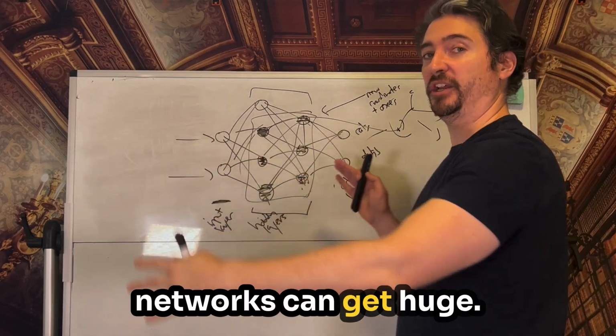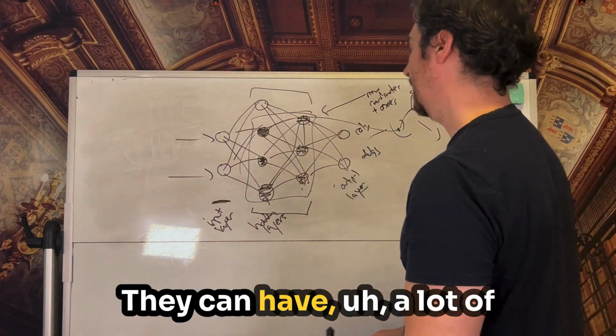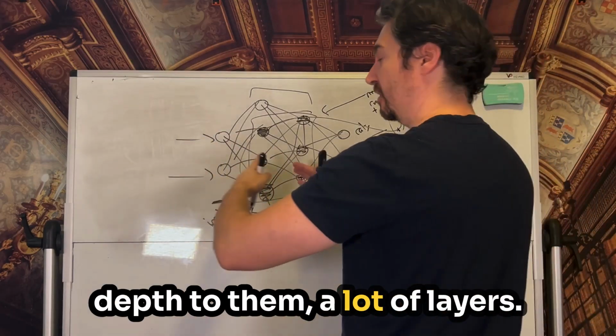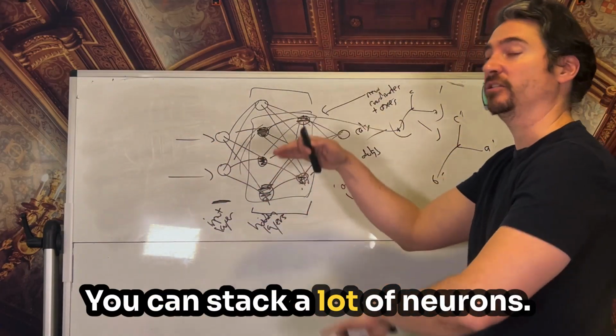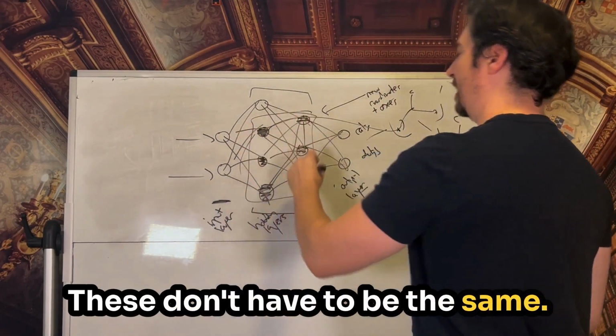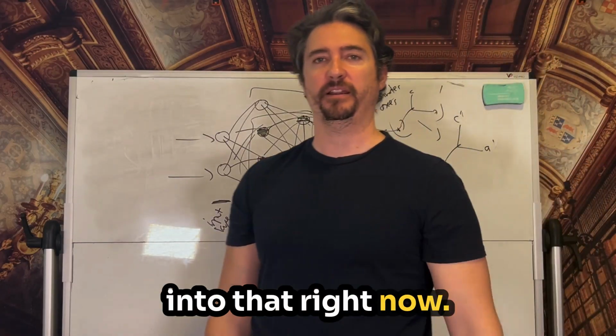Obviously these networks can get huge. They can have a lot of depth, a lot of layers. They can have a lot of width, so you can stack a lot of neurons. These don't have to be the same. Again, there's all kinds of things we can change, but we're not going to get into that right now.